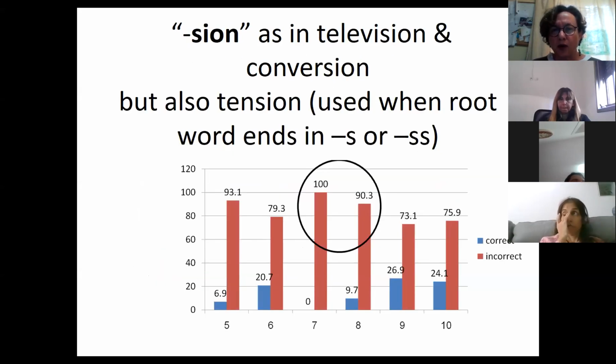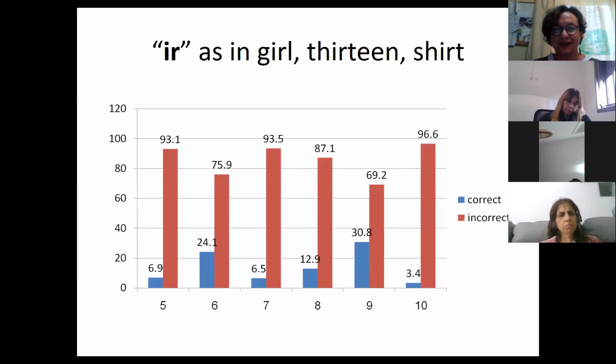And here you've got another morpheme, the zhin, as opposed to T-I-O-N, shin, that we spoke about a little earlier, also denotes a noun. And I don't want to hear them saying sion. I want to hear them saying zhin. Okay, and another vowel R syllable, as in girl, 13, shirt. And we're now almost at the end, and you can see how many children aren't able to identify this.